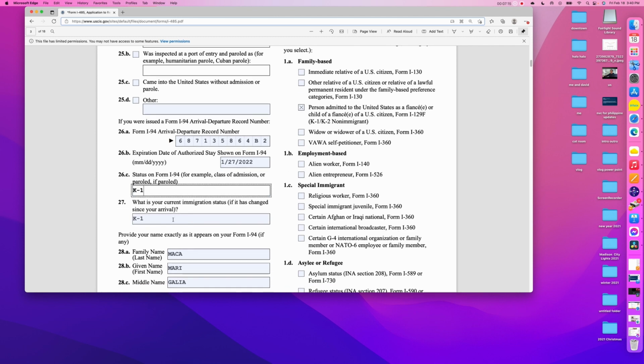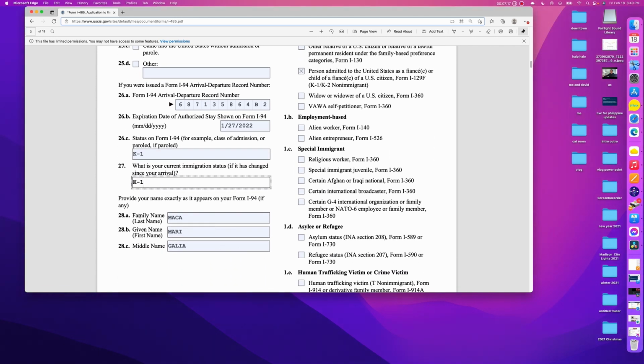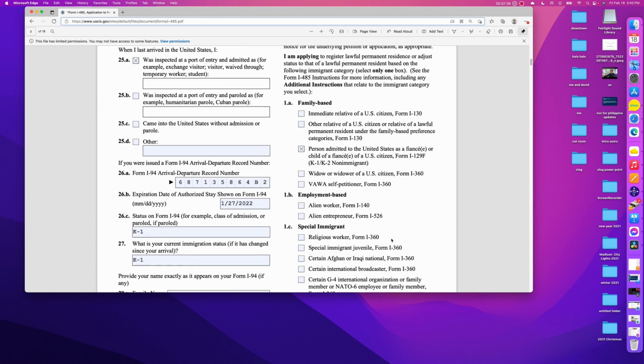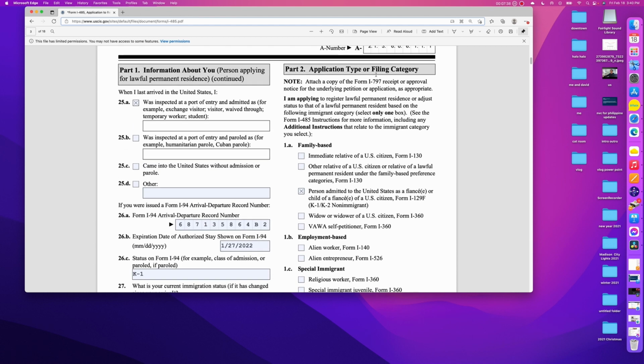What is your current immigration status? Still the same, I'm K1. Provide your name exactly as it appears on your Form I-94, the arrival document. That is your single name if you're K1. Whatever name appears on your I-94, you just copy and put it here. That's very easy.